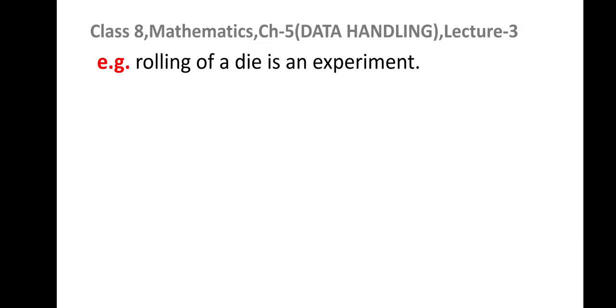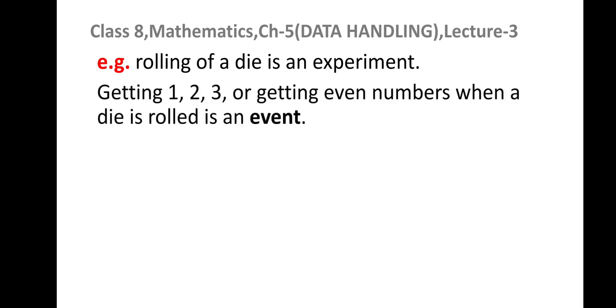For example, rolling of a die is an experiment. We are rolling a die, we have tossed a coin. All these come under the examples of experiment. Getting 1, 2 or 3 or getting even numbers when a die is rolled is an event. So what do you mean by event? Getting 1, 2, 3 or getting even numbers when a die is rolled is known as event.